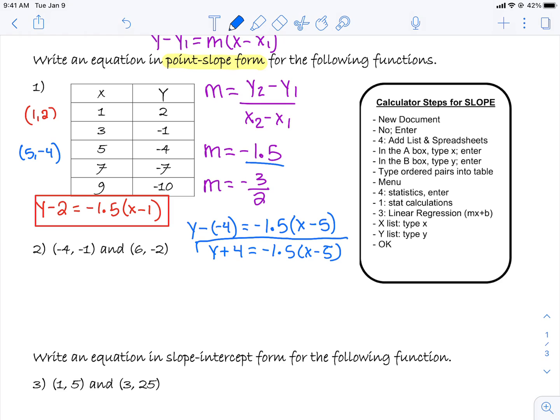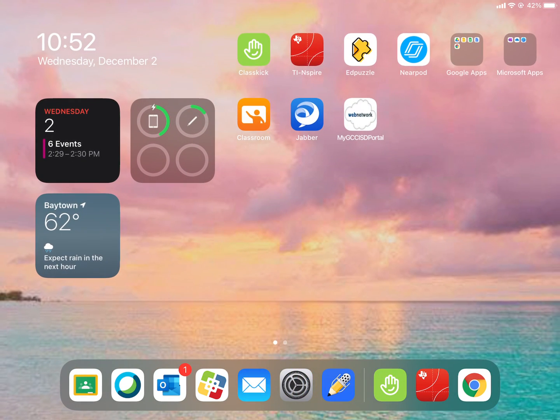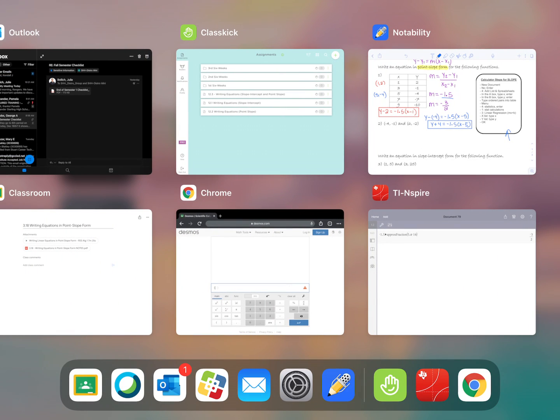If it's multiple choice, you have to see what points they used from the table and check it. So that's it for example number 1. Number 2, we just have 2 points rather than a table, so we're going to go through the same process as we did right here with the calculator steps. We're just going to type those in. So I'm going to go back to where I split my screen.